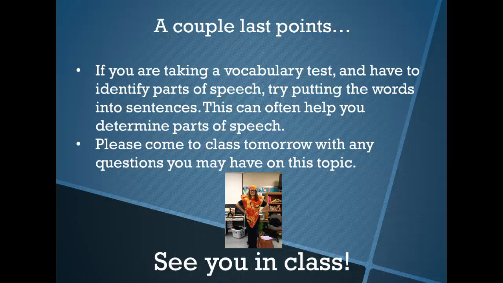A couple last points I would like to make is that if you are taking a vocabulary test and have to identify parts of speech, try putting the words into sentences. This can often help you determine the parts of speech. Also, use the tests we talked about today.